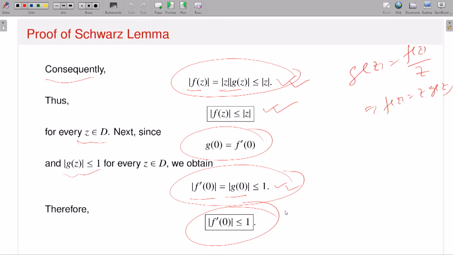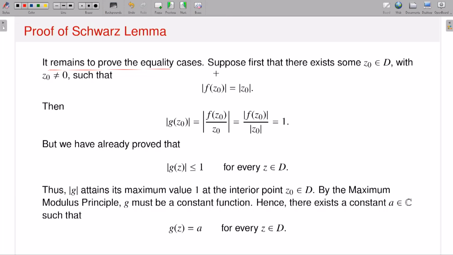So now the next part is that suppose you assume that modulus of f of z is exactly equal to modulus of z for some z, or say the absolute value of f prime of 0 is 1. Then I have to show that it will be of the form f of z is equal to az where modulus of a is 1, and that also again follows from the maximum modulus principle. Why? Because you see, it remains to prove the equality case. That means first we assume that there exists a point z naught in D such that z naught is non-zero, because it is inside D, and z naught is non-zero such that modulus of f of z naught is exactly equal to modulus of z naught.